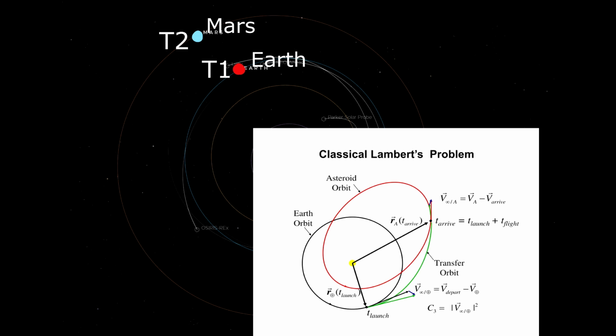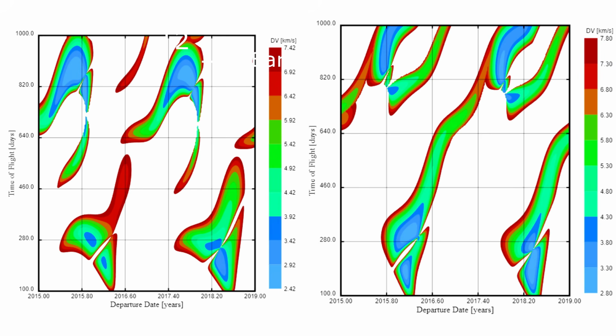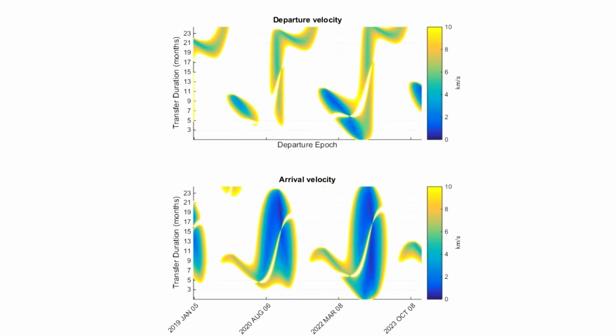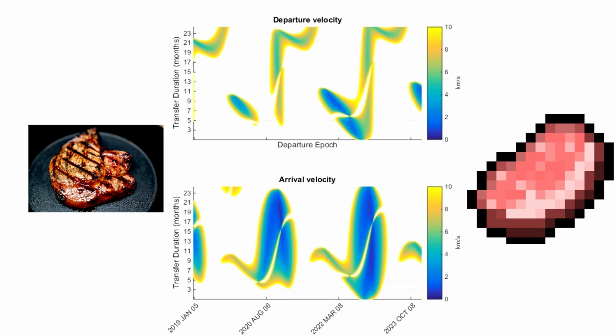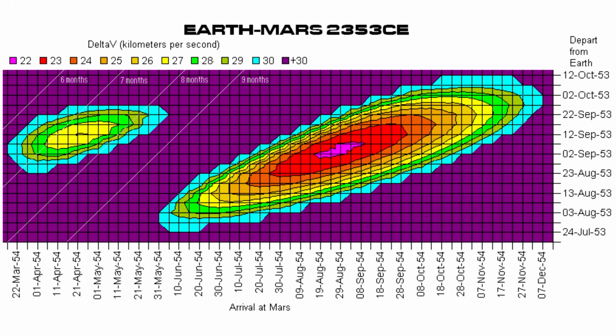Now, you can then use this to make what's called a pork chop plot. That's where you basically vary the start time and the end time, or the start time and the transit time, and you plot those out, and it forms these weird contour plots. And they look a little like pork chops, hence the term pork chop plots. And in the middle of that, you're going to find areas where the delta V is the lowest, and that will be typically close to ideal Hohmann transfer trajectories.